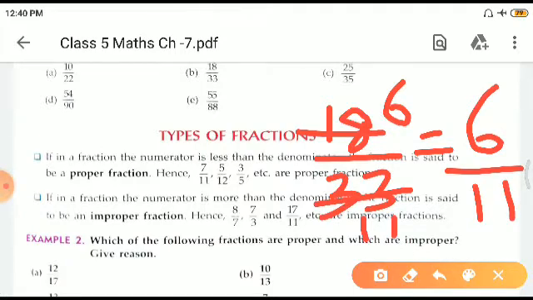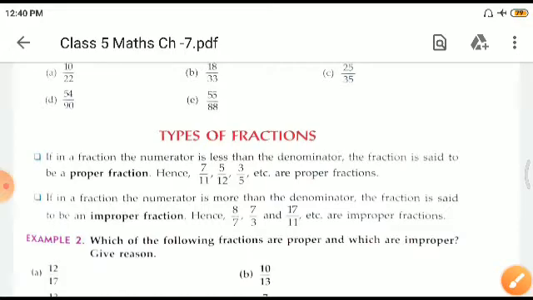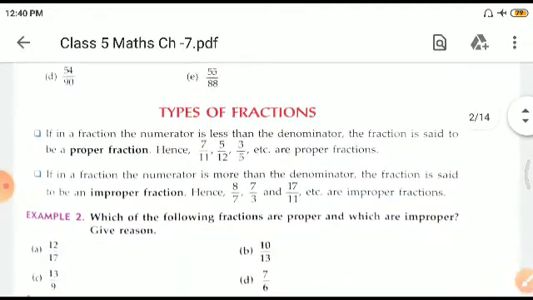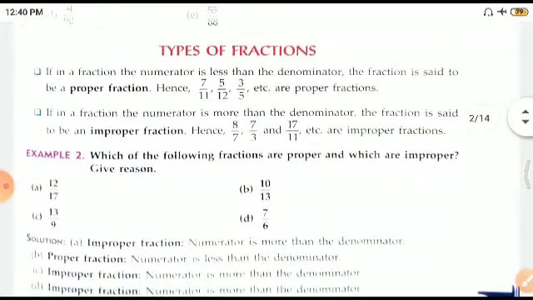Right, children? And this is how you need to do this exercise, right? I'm sure you will be able to do it. Now we come to the types of fraction.